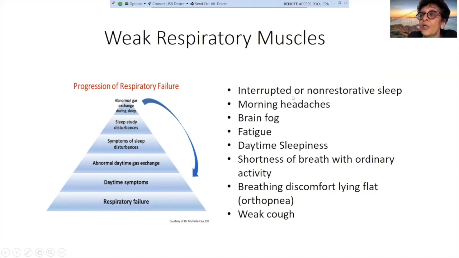Okay, and then as time progresses, it will lead to symptoms of sleep disturbances, like patients will complain of interrupted or non-restorative sleep. They may complain of morning headaches, having a brain fog where the brain just doesn't seem to function as well. One would be tired during the day, be sleepy during the day. And as that abnormal gas exchange progresses to even being abnormal during the day, it can lead to shortness of breath with ordinary activity. Patients can also start feeling discomfort when they lie down flat. We call that orthopnea. And ultimately, it can also lead to a weak cough. Finally, it can lead to respiratory failure where someone is dependent upon a breathing machine to help them breathe both during the day and night.